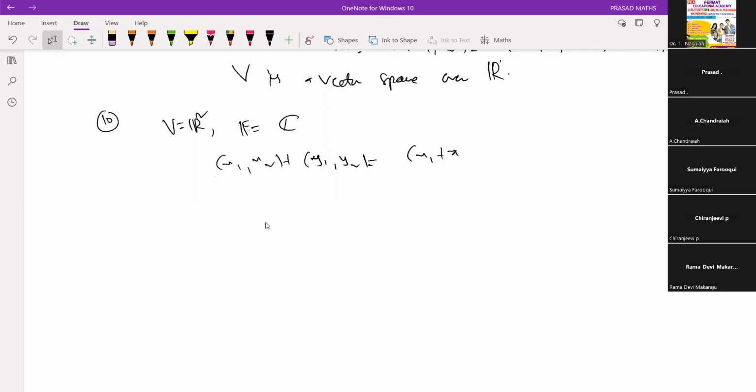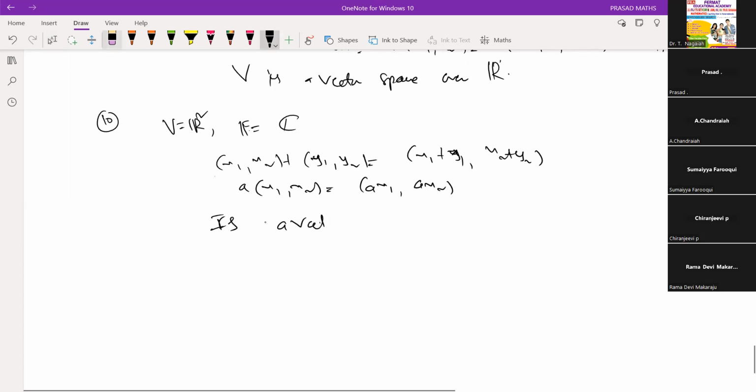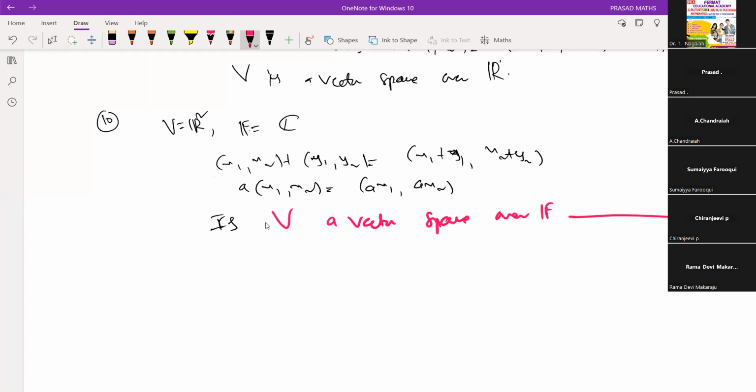x1 plus x2, x1 plus y1, x2 plus y2. And scalar multiplication is a into (x1, x2), defined component-wise. The question is: is V a vector space? Which property fails? The field is the same.